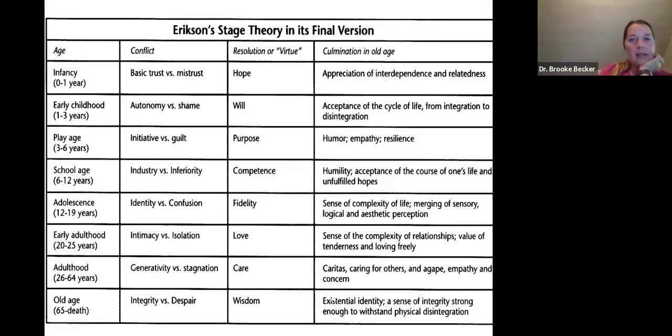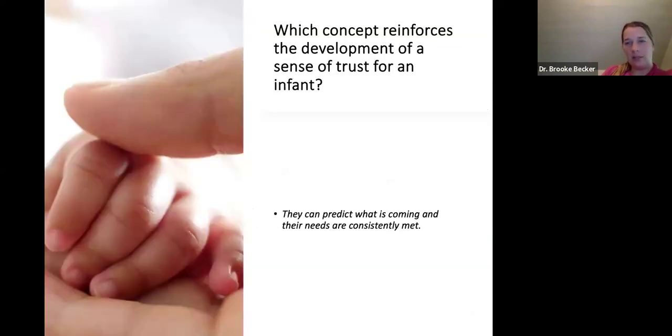Okay, here's Erickson's. Okay, so look again at Erickson's. Of course, for peds, it only goes up through adolescence. Okay, so we only go through identity versus role confusion. Okay, but look again at Erickson's. What concept in an infant would reinforce that they've met trust versus mistrust? So what would show you that an infant is in the trust versus mistrust period?